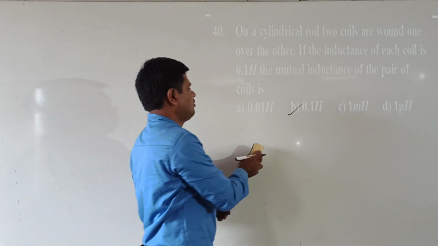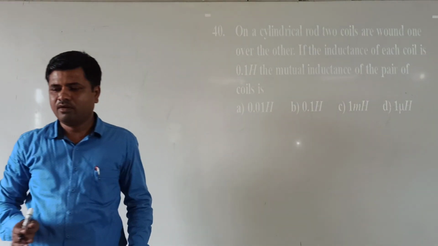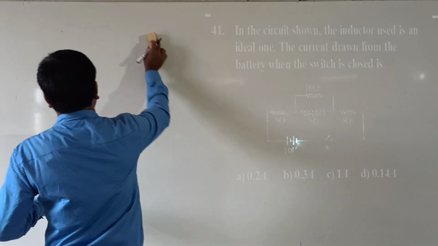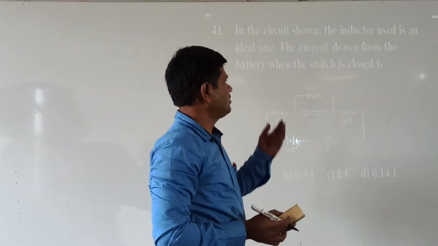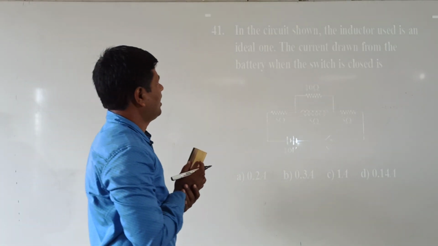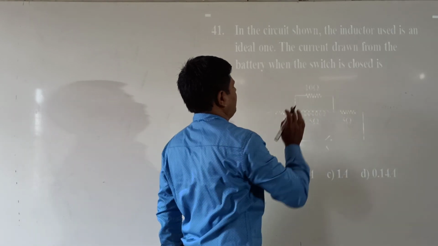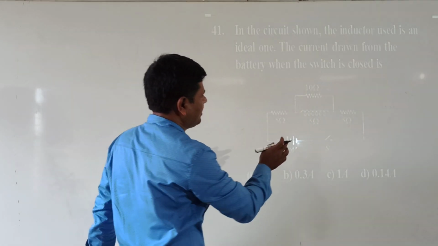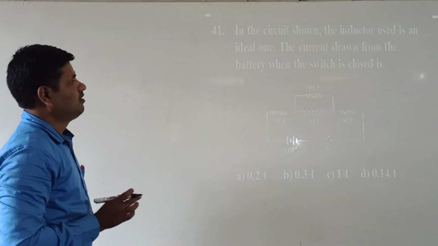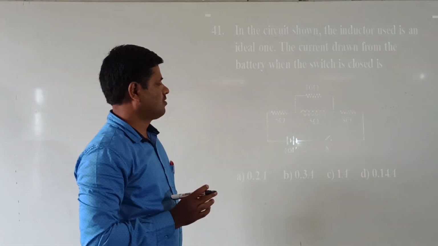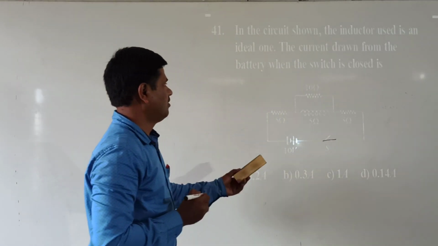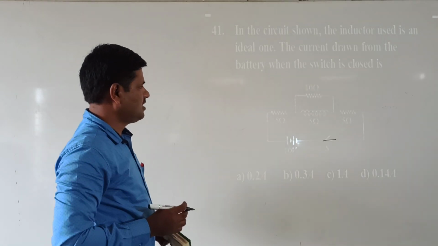Next we go to question number 41, since question number 40 is completed. Now listen here, in this question the circuit is shown. The inductor used is an ideal one. The current drawn from the battery when the switch is closed is being asked. What is the current drawn from the battery?